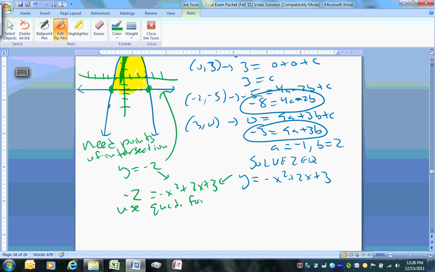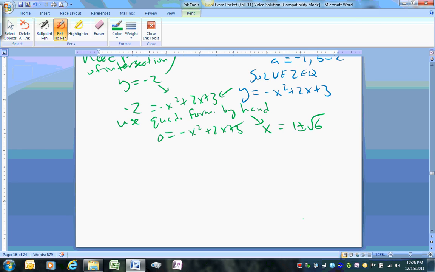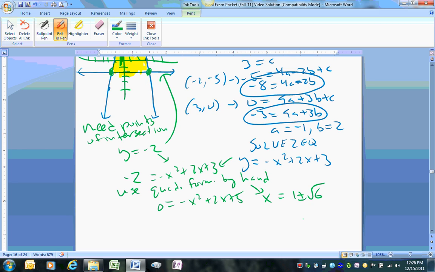Then use the quadratic formula by hand, which again you guys should know how to do. So 0 would equal -x² plus 2x plus 5. If you do the quadratic formula by hand, you should get x equals 1 plus or minus √6. I won't work it out. I'll let you guys do it on your own because that takes too much time and too much space. So the points of intersection are 1 minus √6 comma -2, and 1 plus √6 comma -2. And this right here is going to be my base.